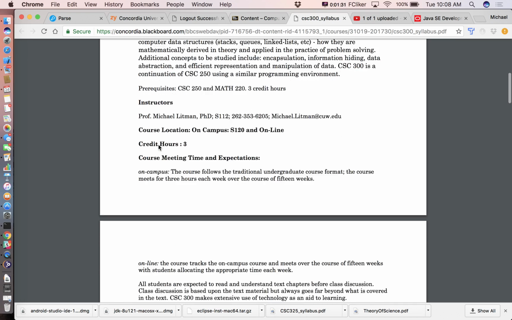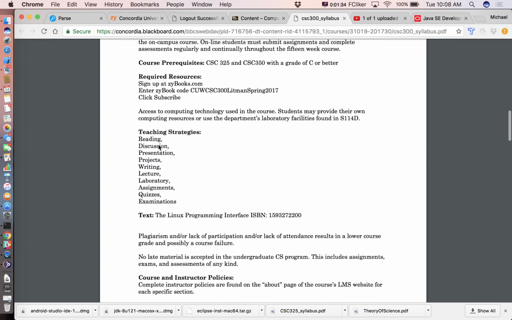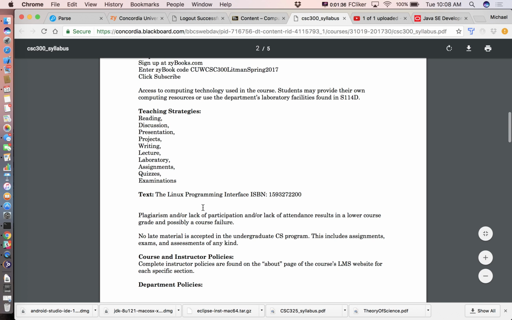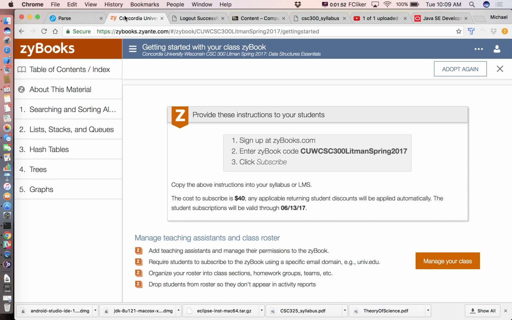Okay, so this is the normal jazz for the class. The book we're going to use is another Zybooks book. It is different than the one from last semester. This one's specific for data structures. So if you go to zybooks.com, you enter in this code CUWCS300 Lippman Spring 2017, click subscribe. It's $40 for the book, a little bit less than I think the one was last year. I think you get the book till like the middle of June or something like that. But in any case, this is the book.